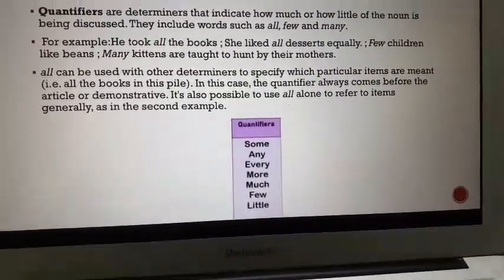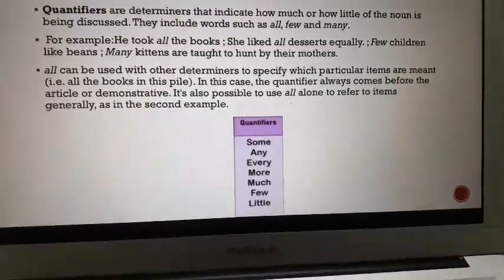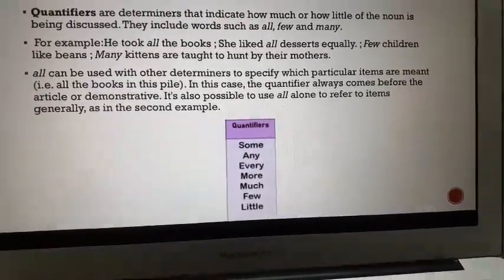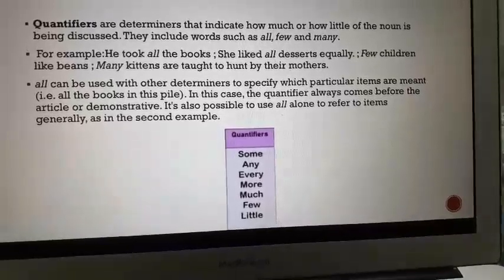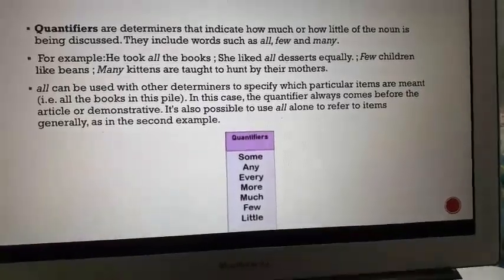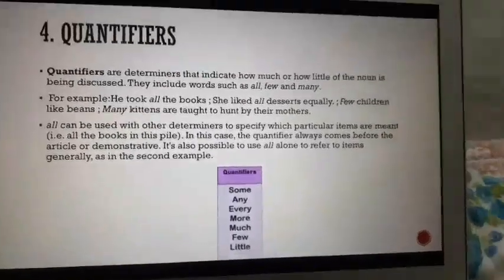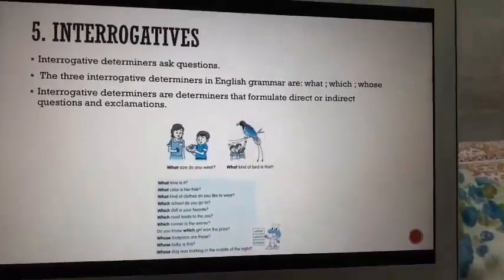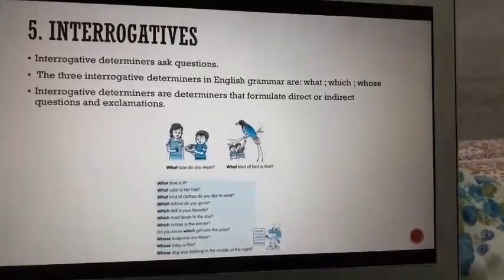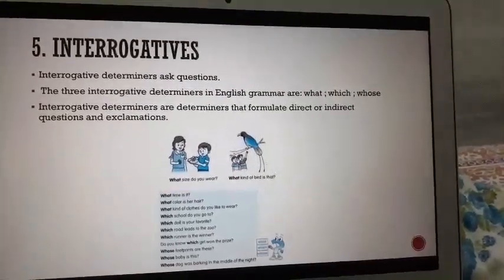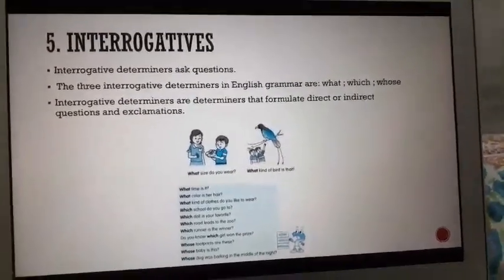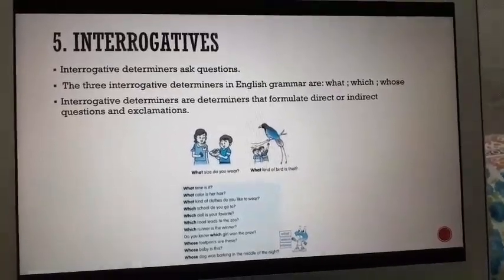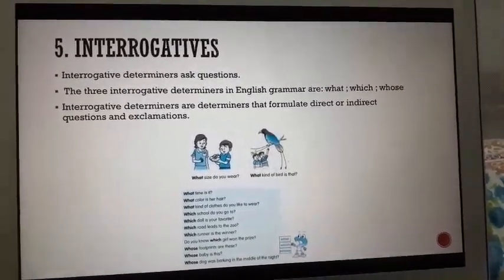As in the example given here, right? So let's see some of the quantifiers: some, any, every, more, much, few, little. These are all quantifiers. Now let's come to interrogatives. What are interrogatives? Interrogation, have you heard of it? The word interrogation means questioning someone. So the word interrogatives has come from interrogation, right?